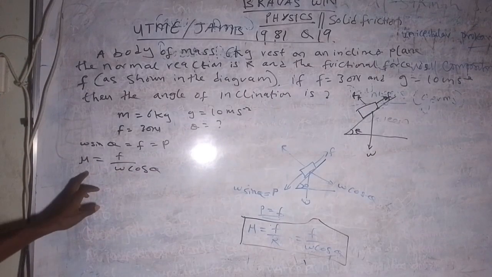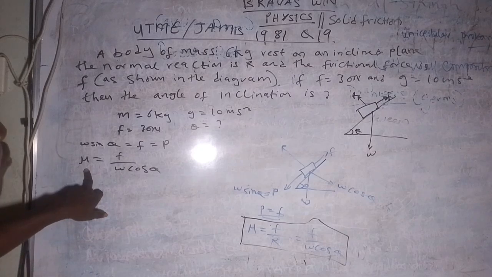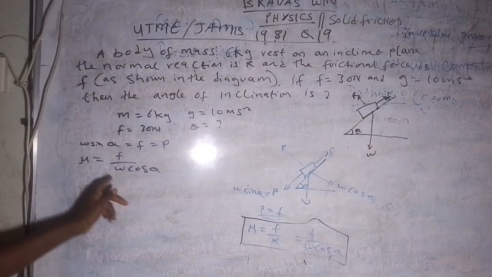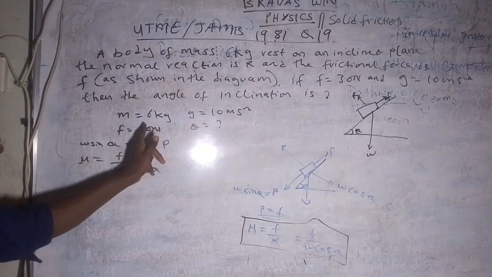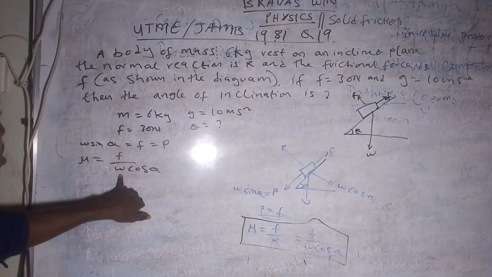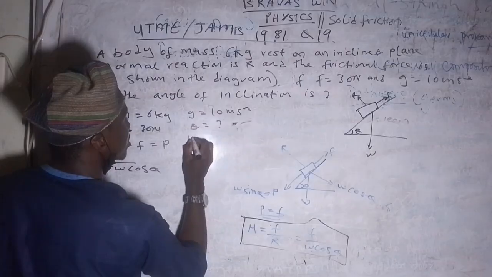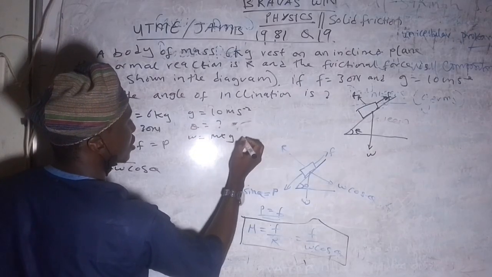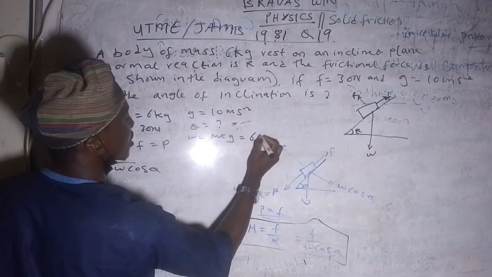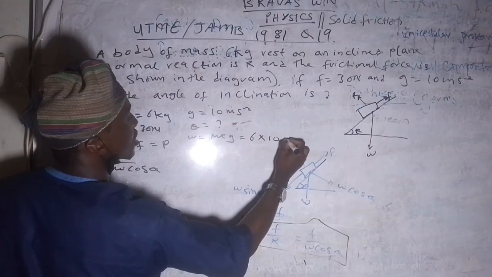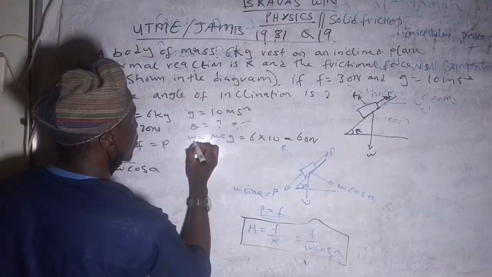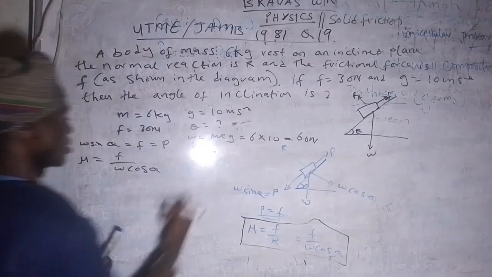Now, let us use this formula first. Do we have the coefficient of static friction? We were not given. Did they give us the frictional force? Yes, they gave us 30 Newton. Did they give us W, the weight? What is the weight? Weight is mass times acceleration due to gravity. Our mass is 6 kg times acceleration due to gravity, 10, which is 60 Newton. So we are given the weight, 60 Newton.